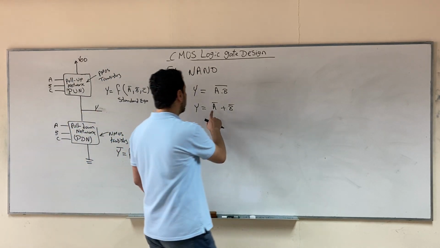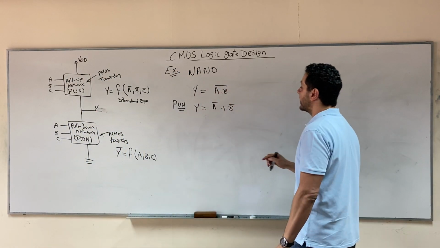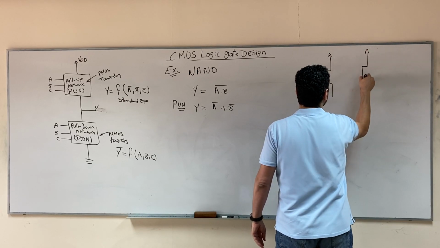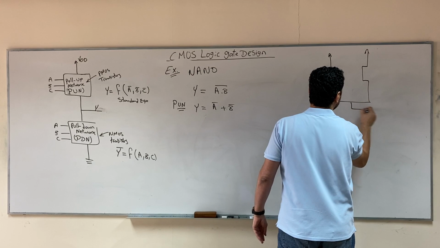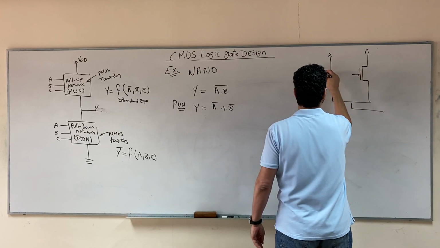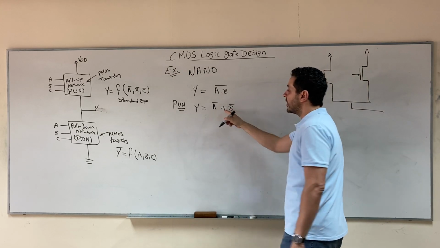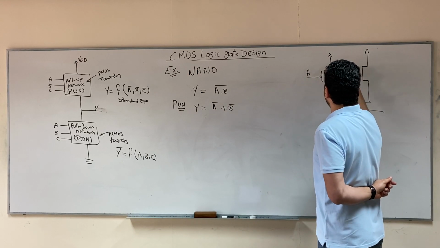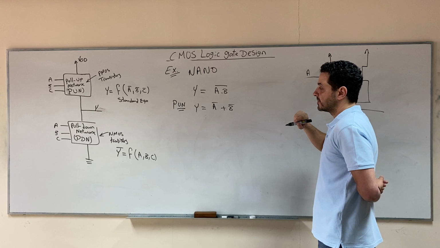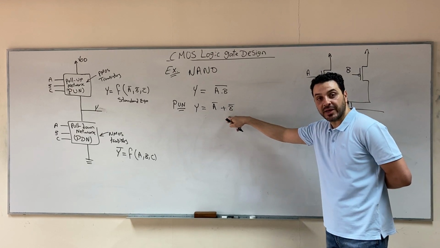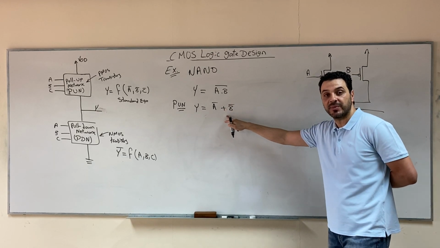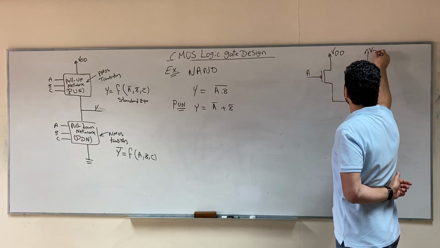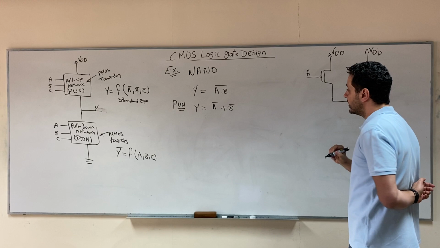So the pull-up network will be two parallel branches, two parallel transistors. Don't forget that both of them must be PMOS. So we put a bubble here. And since we are following the standard equation, we put A and B as inputs. Even if you have A bar and B bar in the equation, since you are following the standard form, we put A and B. And this is the supply voltage. This is the output Y.